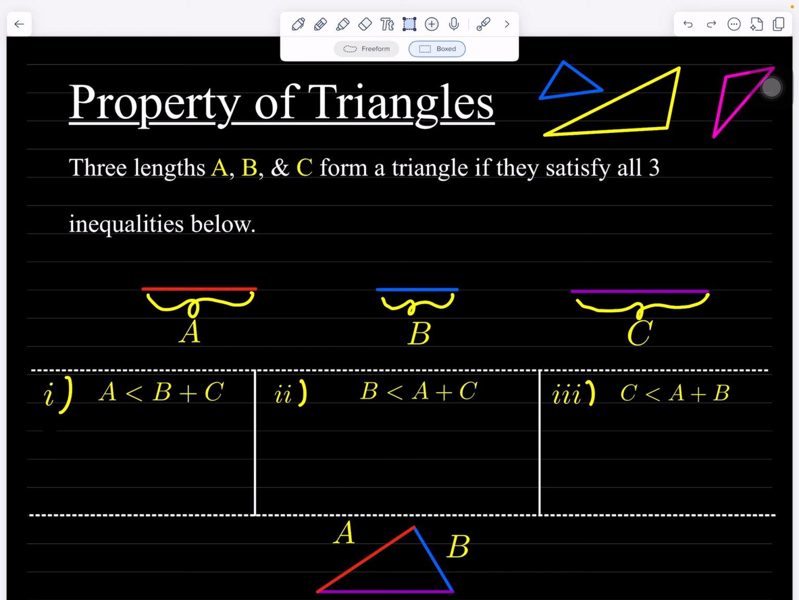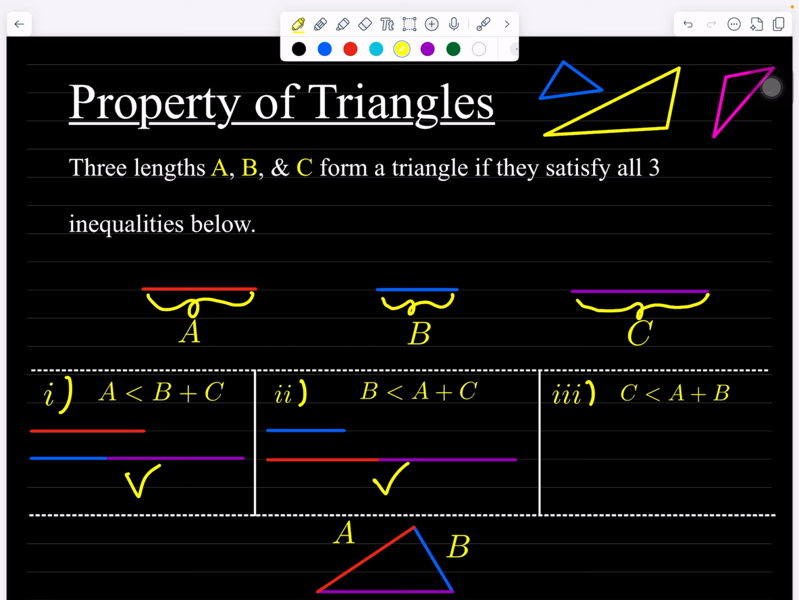We will do this via a visual proof, so we need to make sure that A is less than, or in other words, shorter than a length of B plus a length of C. And we can see that A is less than the length of B plus C, so the first inequality is satisfied. For the second inequality, we must make sure that B is less than the length of A plus another length of C. And we can see that the length of A plus C is much longer than the length of B. Therefore, the second inequality is satisfied.